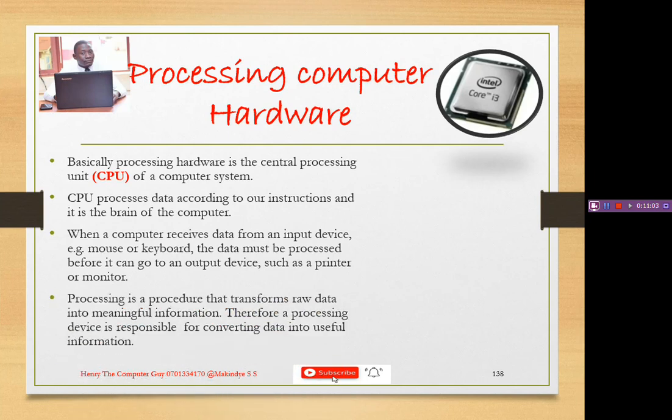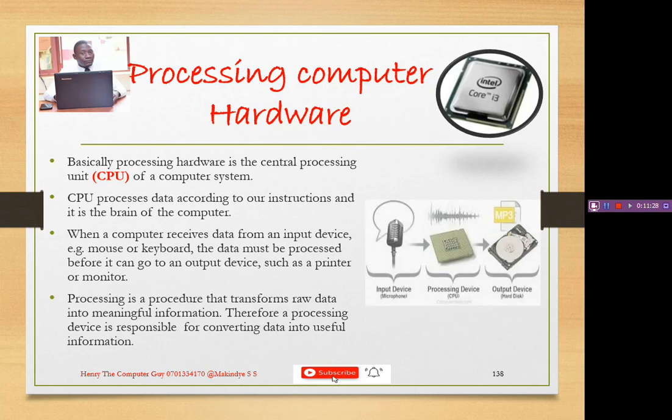Then they are telling us that processing is a procedure that transforms the raw data into meaningful information. Therefore, a processing device is responsible for converting data into useful information. So whenever you hear someone saying that I'm processing my data, they are converting that data to become something that has a meaning. And this is how it looks like.